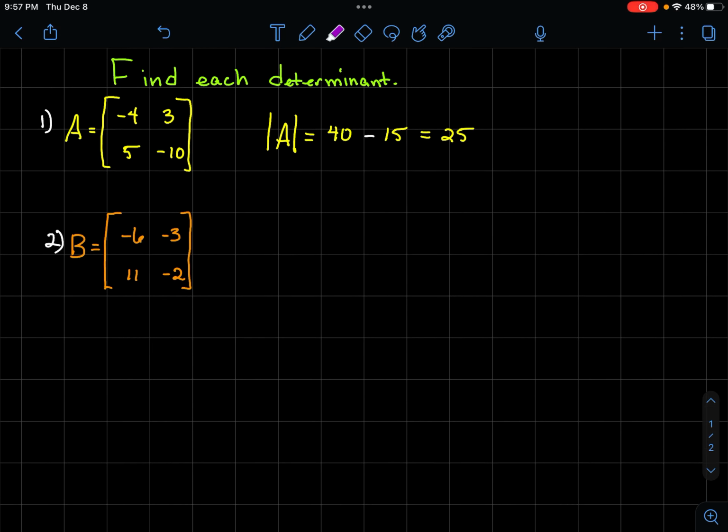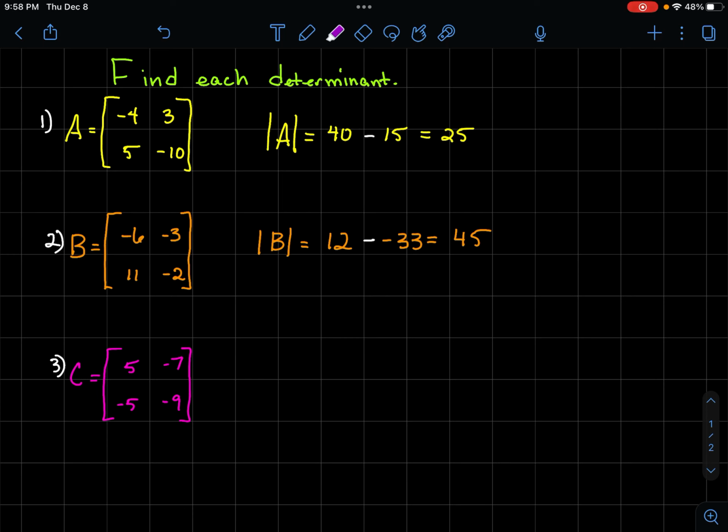A second example, we have elements -6, -3, 11, and -2. Again, sticking with our rule, we'll take -6 times -2, which is 12, and we're going to subtract from it -3 times 11, which is -33. We have a double negative, so we're adding: 12 minus -33 gives us 45. So there's the determinant for matrix B.